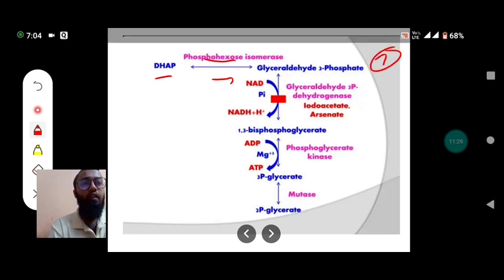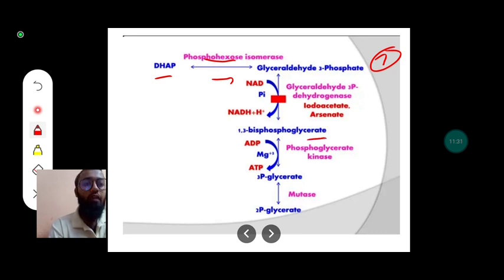3 phosphate get converted to 1,3 bisphosphoglycerate, and the enzyme involved in this is glyceraldehyde 3 phosphate dehydrogenase. Remember, you have to remember the enzyme also, and also the cofactors like NAD is converted into NADH. Then 1,3-bisphosphoglycerate is converted to 3-phosphoglycerate, and the enzyme involved is phosphoglycerate kinase. And students, see here, the ADP is converted to ATP.